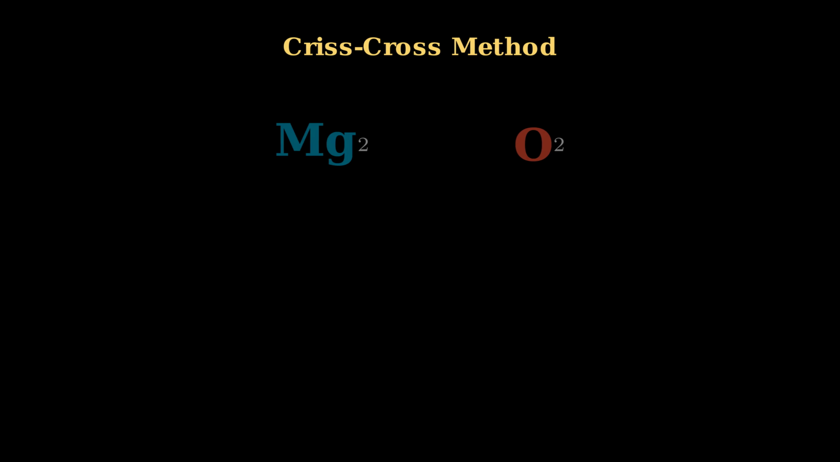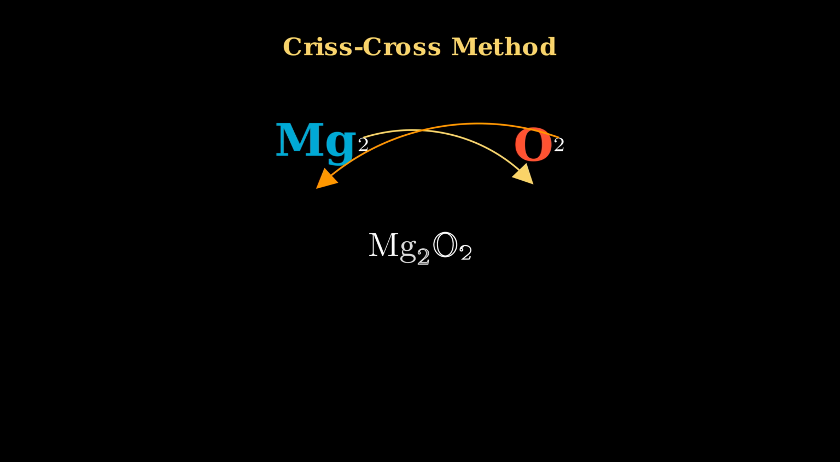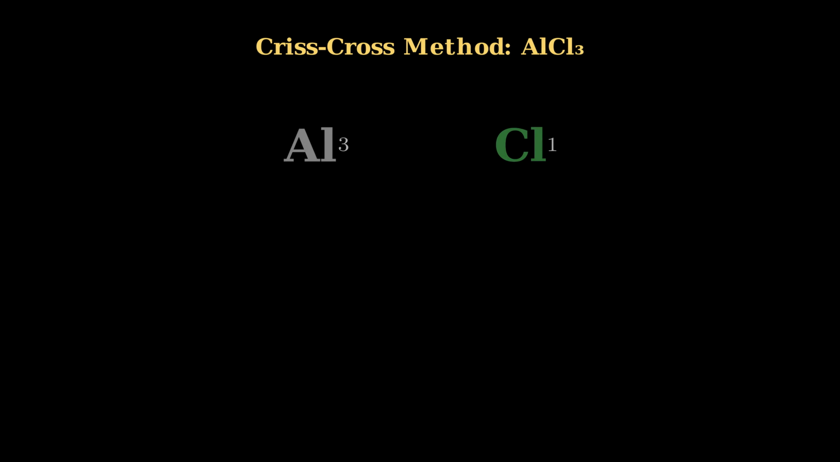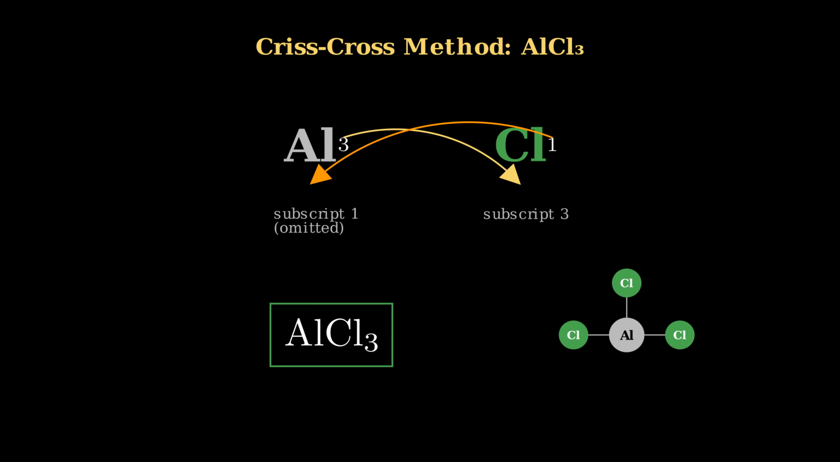Now we use the criss-cross method. The valency of each element becomes the subscript of the other. Magnesium's valency 2 crosses over to become oxygen's subscript, and oxygen's valency 2 crosses over to magnesium's subscript. Let's try aluminum chloride. Aluminum has valency 3, chlorine has valency 1. Cross them over, chlorine gets subscript 3, aluminum gets subscript 1, which we don't write.